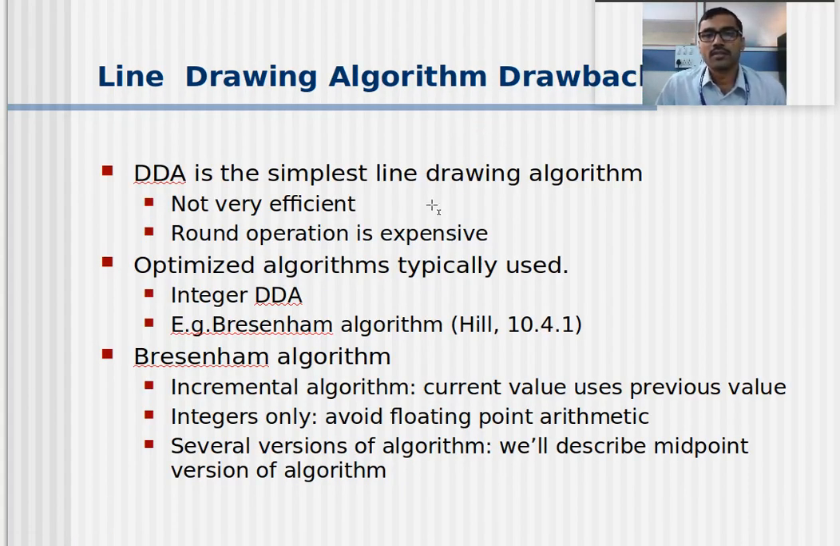Some of the drawbacks of the DDA line drawing algorithm: DDA is the simplest line drawing algorithm, but it is not very efficient. As we have seen, a round operation is used. A round operation gives the nearest integer value of that particular floating point value. In that case, error will be introduced, as 0.5 will be added or deducted, and the nearest integer value will be taken. So the next algorithm we can study, for minimizing error, is Bresenham's line drawing algorithm, in the next part.